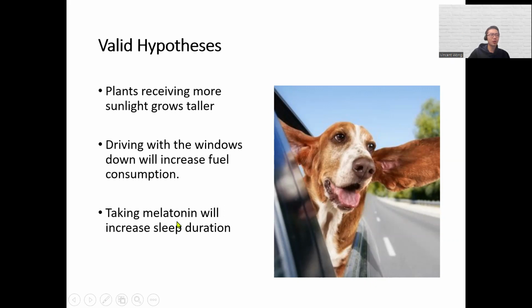Does anybody know what melatonin is? Yes, sir. What is it? It's a sleeping tablet. You take it to make you sleep better. Yeah, you take it to make you sleep better, right? But do you guys know your body makes its own melatonin?